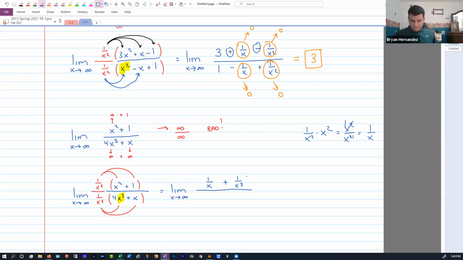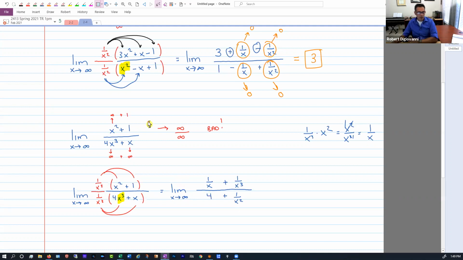Okay. You want to keep going? I'll do one more and I'll give someone else a chance. What do you got on the bottom? For the bottom, I had 4x cubed over x cubed, but I simplified it further to be 4 over 1. So I'm just going to put 4. Then plus 1 over x squared. Good.